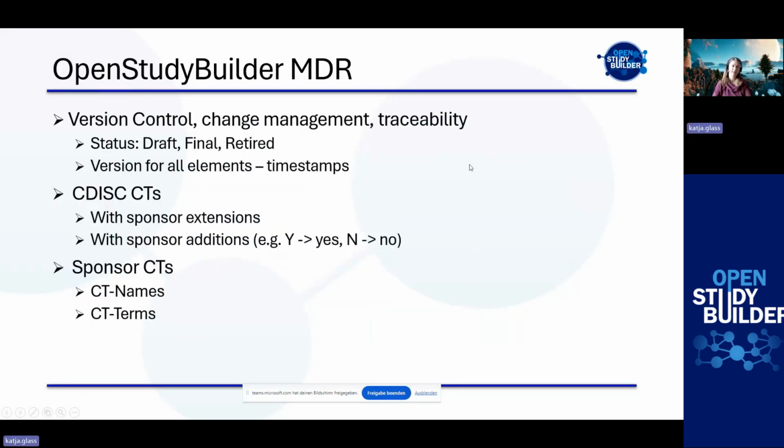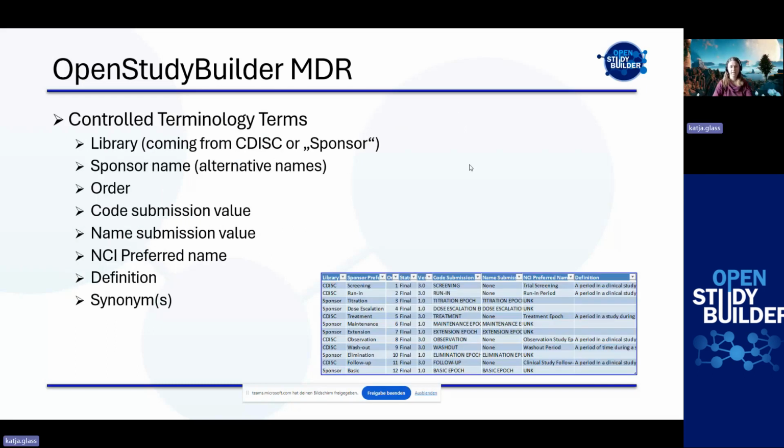So for the version control, we have draft, final, retired. We have versions for all elements, including timestamps. We have also for the CDISC controlled terminology, sponsor extensions. So we can have, for example, alternative labels. So instead of Y, we can use yes, and instead of N, we can use no. And we also have sponsor controlled terminologies. An example you can see here. So we do have a library, a title, an order, submission value, a version, and so on.